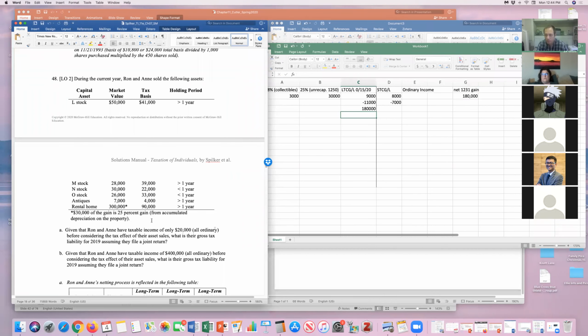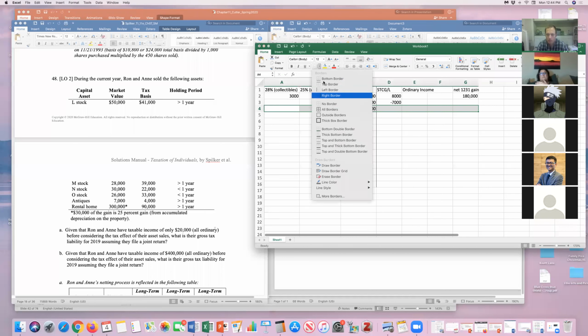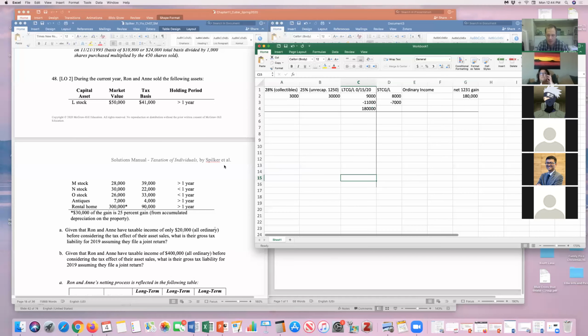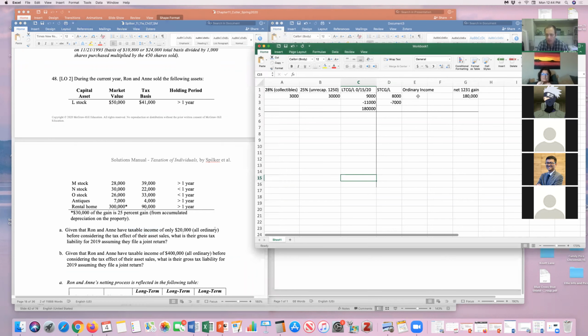All right. Jump in if you've done this problem and I made a mistake. But I think that's all of our transactions. So we want to net them together now. In part A, it's going to say they have $20,000, and they give it as taxable income. So we know all the deductions have been taken already. So they have $20,000 of ordinary income, taxable income.